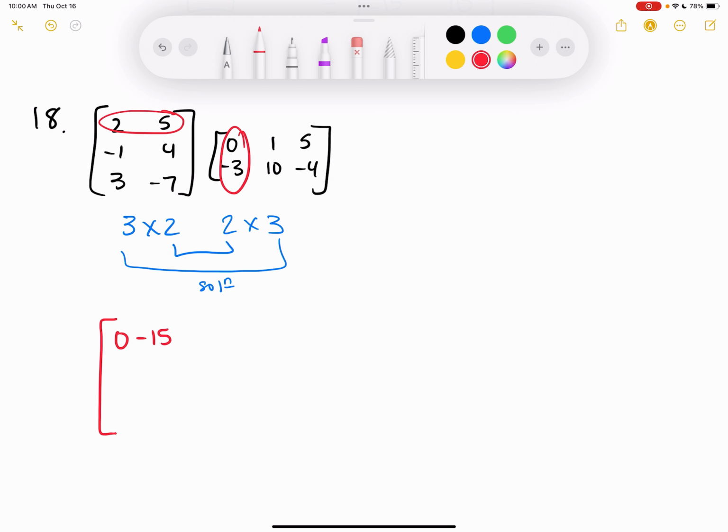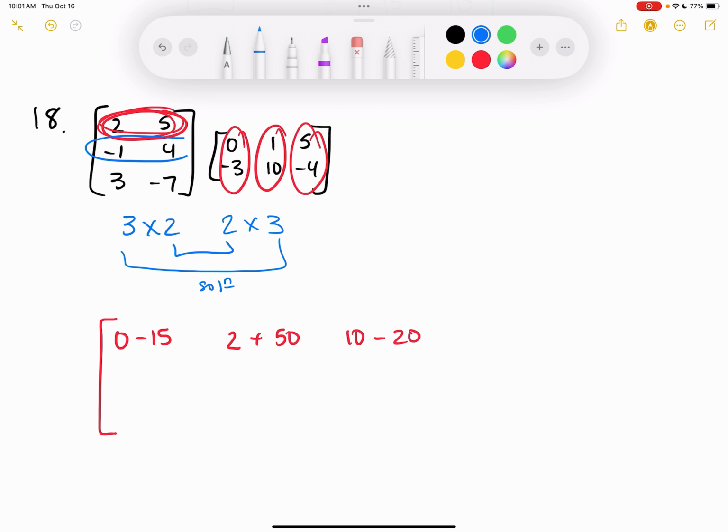Then first row, second column. So this is 2 times 1 is 2. Plus 5 times 10 is 2 plus 50. Then first row, third column, 2 times 5 is 10, plus 5 times negative 4 is negative 20, so that'll be 10 minus 20. And then you just do that for each one. Takes a while.